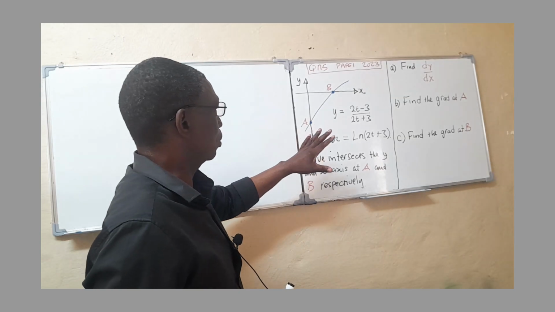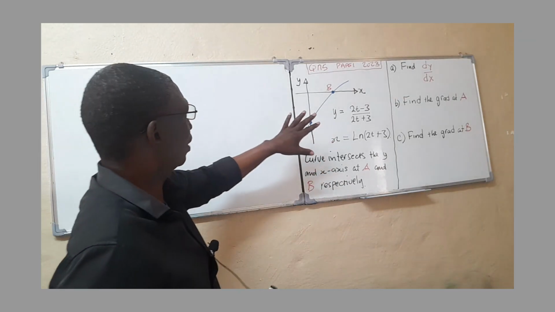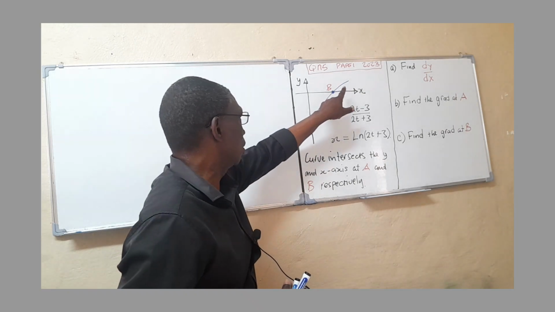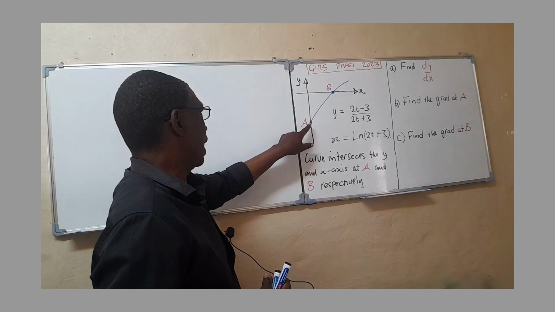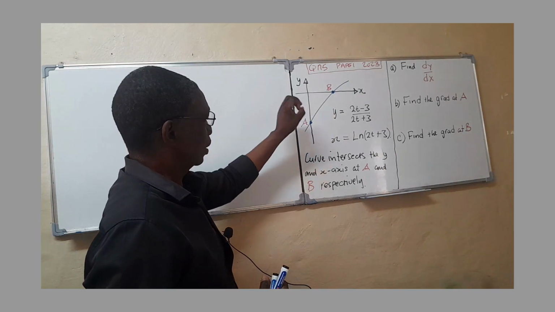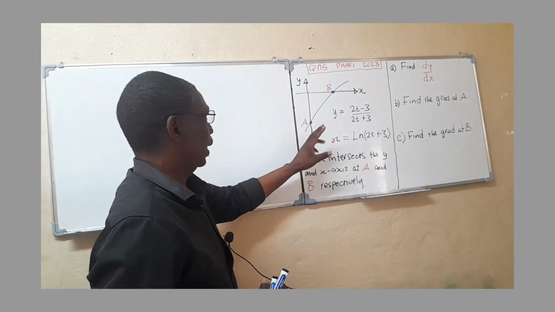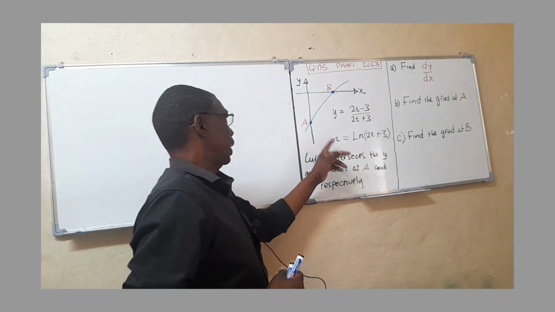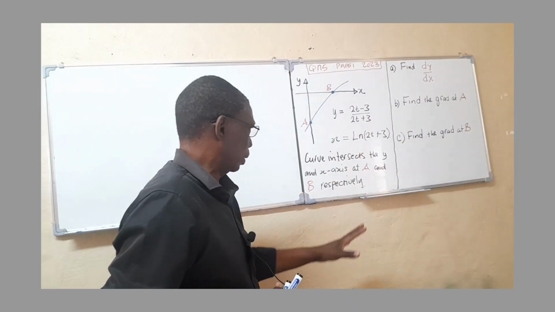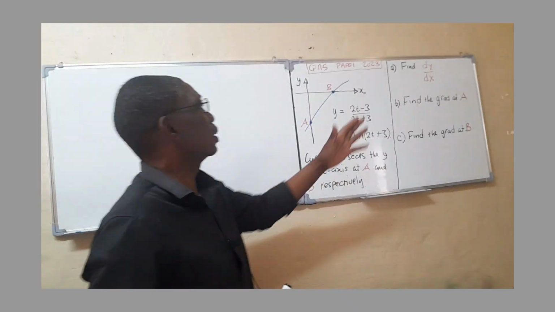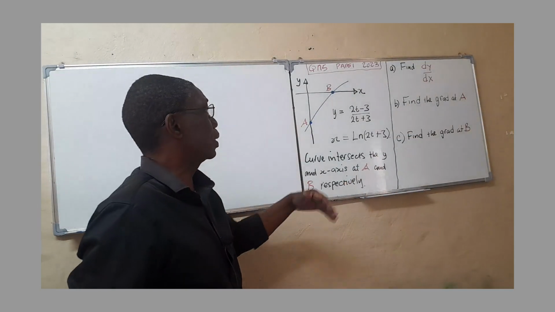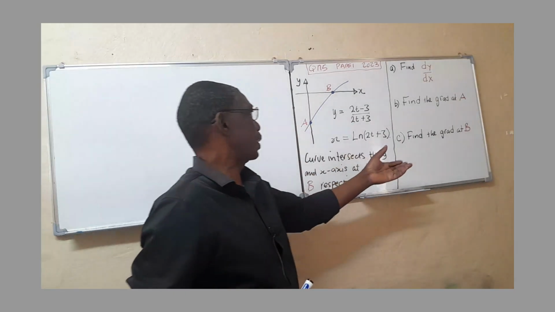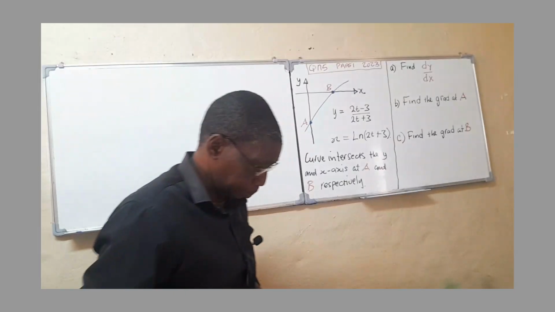Let me just repeat what I said. What we have here is a curve, the one that I have drawn in blue, passing through these 2 points A and B. The curve is represented parametrically, y is equal to (2t minus 3) divided by (2t plus 3), x is equal to ln(2t plus 3). The first question says, find dy/dx. Second question, find the gradient at the point A. Third question, find the gradient at point B.